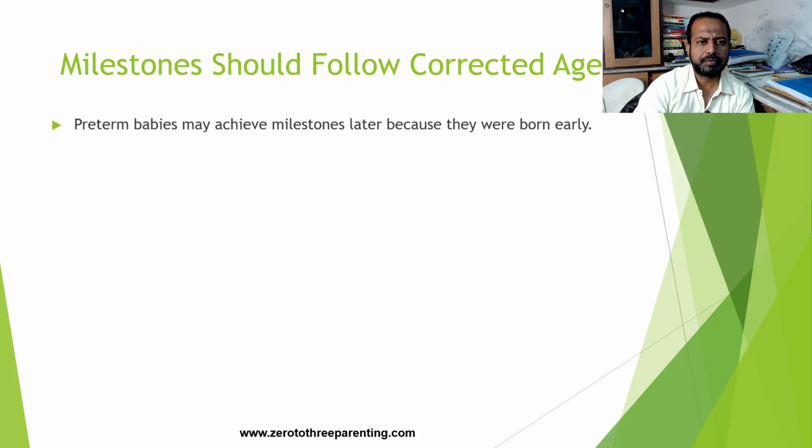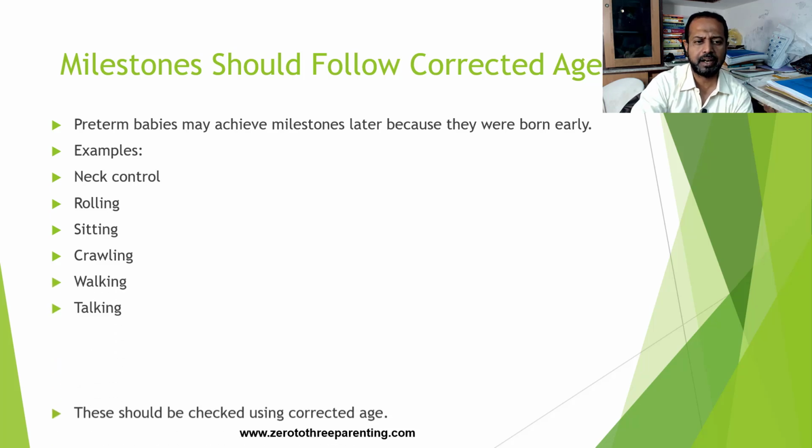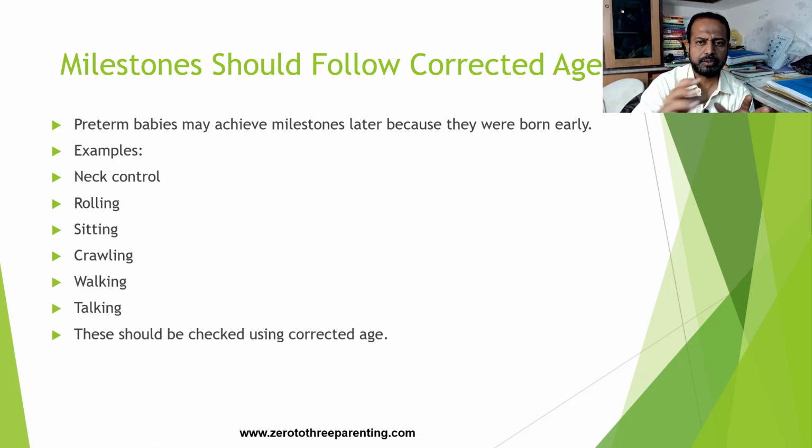For milestones of the preterm baby, you should calculate the corrected age. Then from the corrected age only you have to track your child's development. For example, neck control, rolling, sitting, standing, walking, crawling, all those things should be compared with corrected age, not with actual age, for preterm babies.